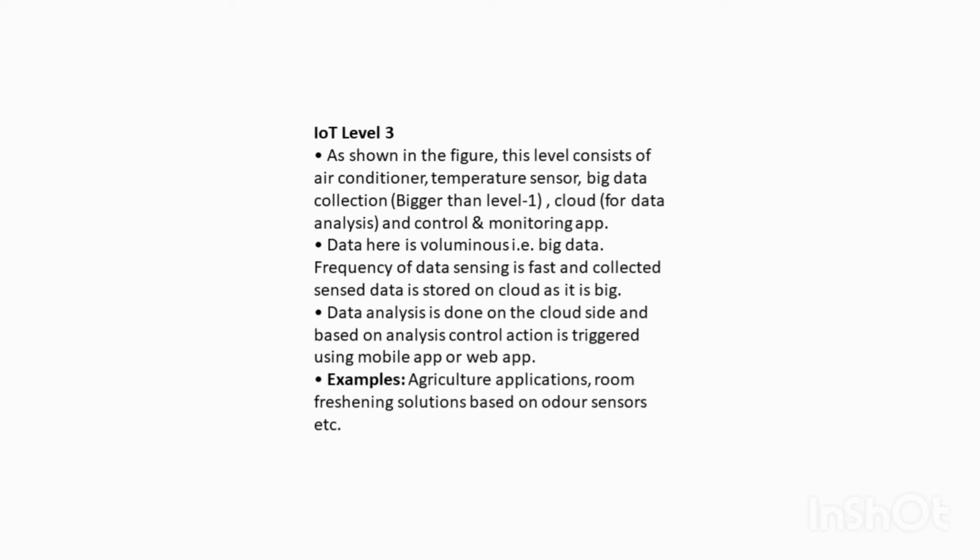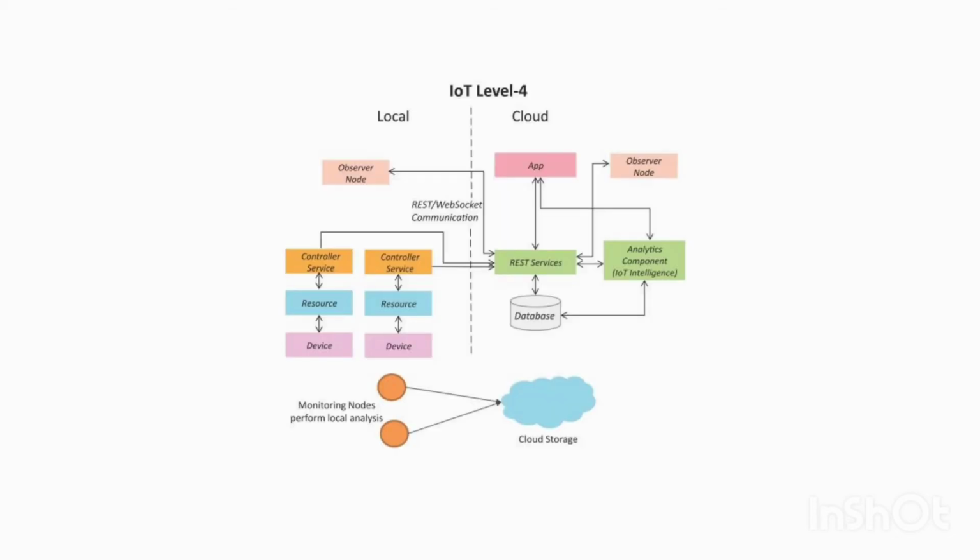The analysis component in the cloud can trigger alerts if the vibration levels become greater than a threshold. The benefit of using a WebSocket service instead of a REST service in this example is that sensor data can be sent in real time to the cloud. Moreover, a cloud-based application can subscribe to the sensor data feeds for viewing the real-time data. IoT level 4. Let us consider an example for noise monitoring.